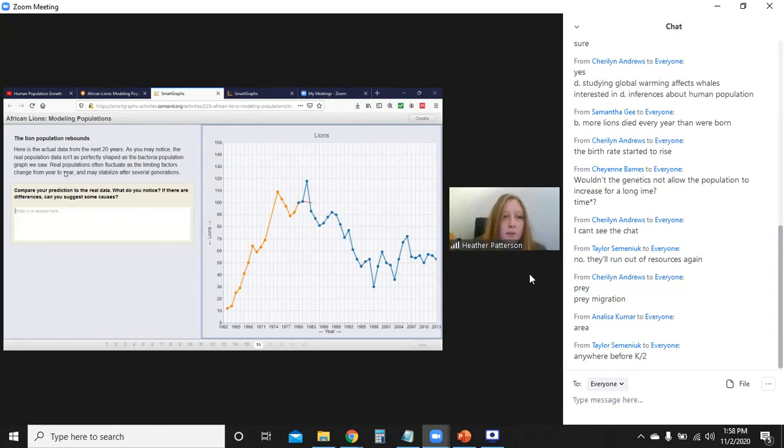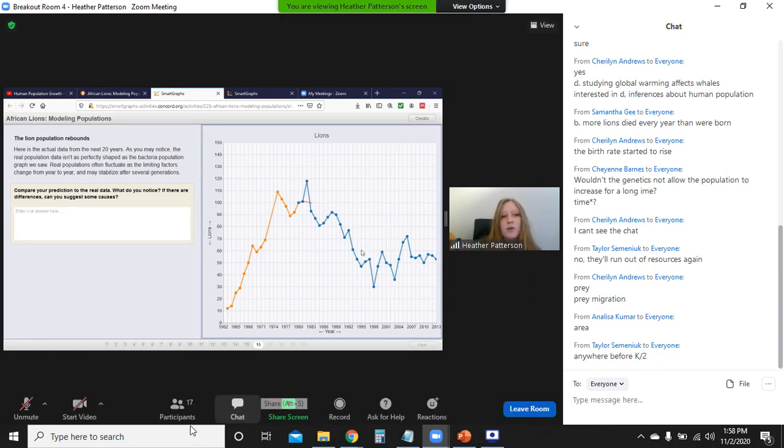So compare your prediction to the real data. What do you notice? If there are differences, can you suggest some causes? So essentially our prediction, which I know I didn't draw, was essentially the same, right? We figured it would kind of go down, but we didn't think it was going to go down quite as far as it did. We figured it was going to stay somewhere around here, right?